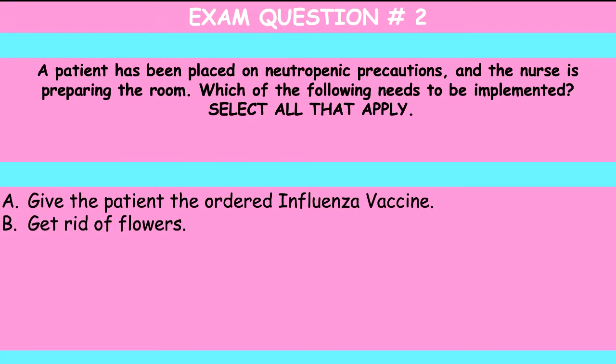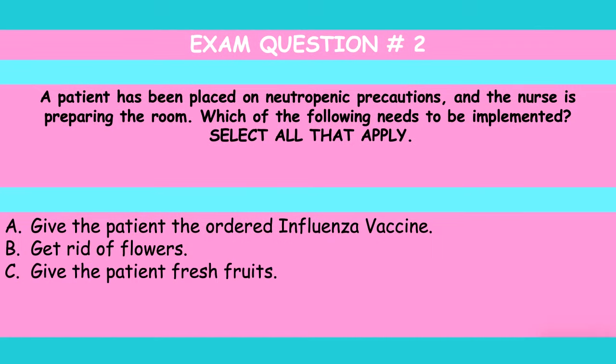B. Get rid of flowers. Now, why would you get rid of flowers for a patient that's on neutropenic precautions? Well, flowers can bring bacteria into the patient's room. And remember, they are at high risk of infection. So you should eliminate all of the sources that can get the patient sick. And flowers is one of them.